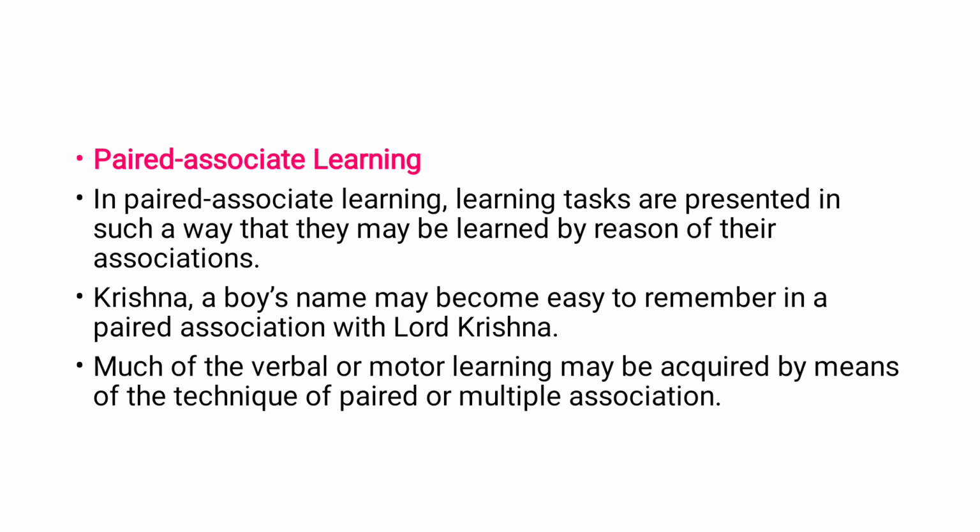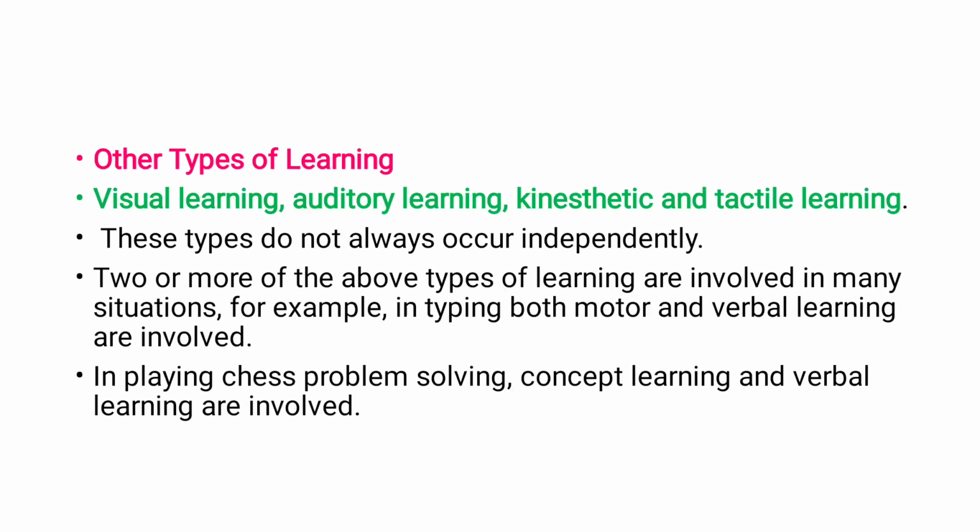So much of verbal or motor learning may occur by means of a technique, paired or multiple association. Many times we pair and learn. Other types of learning are visual learning, auditory learning, kinesthetic learning, and tactile learning. Mostly only one type of learning alone will not occur; there may be two types.